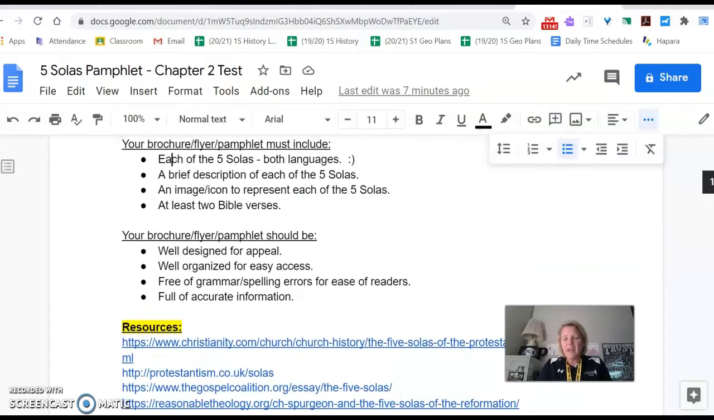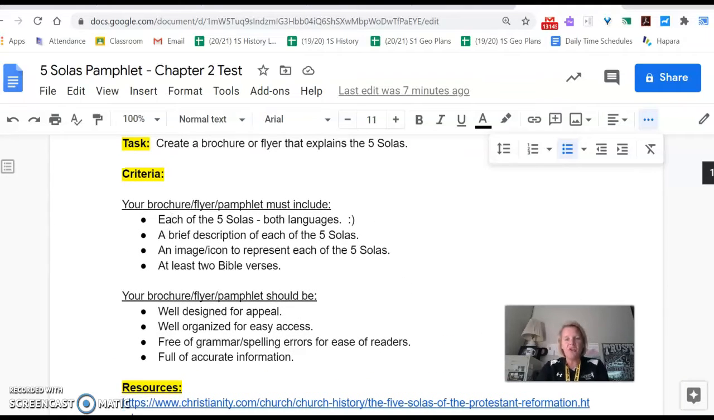You guys are so creative and have a keen eye that I know you're going to come up with great stuff. But just remember that your brochure should be designed for appeal. You want to catch people's attention, like, look and read this, right? This is great. And then we want it organized, somehow organized so that they can easily follow through each of the 5 solas. Make sure it's free of grammar and spelling errors. You don't want it to look like a first grader did it. You want your readers to be able to easily read it and follow it. And of course, probably the most important thing is that you want accurate information.